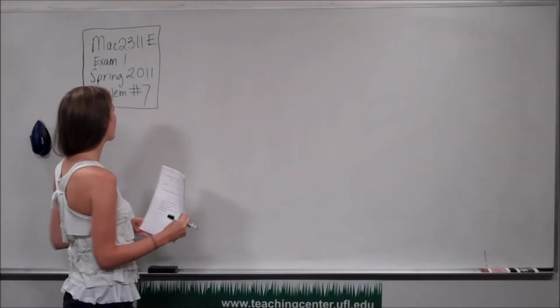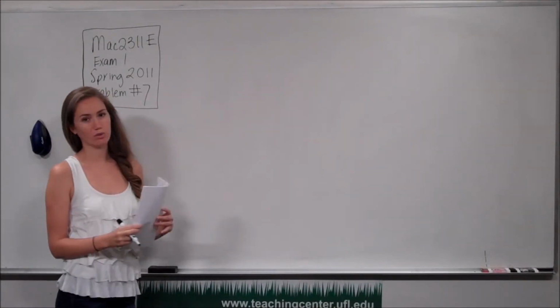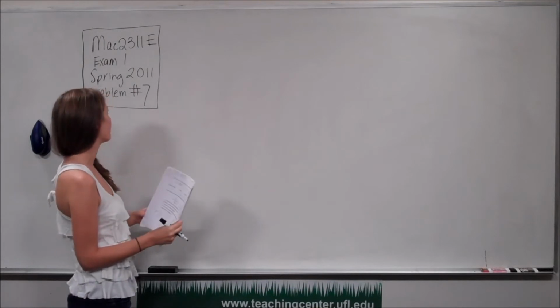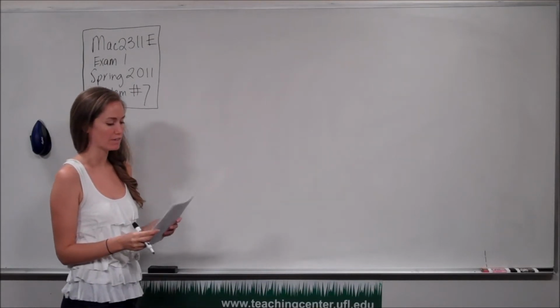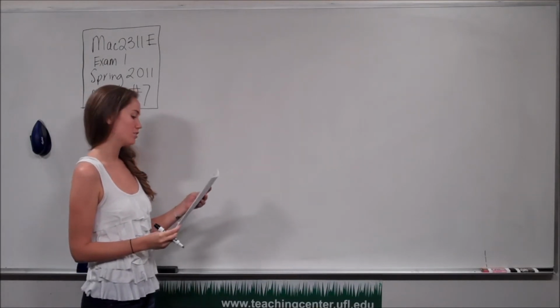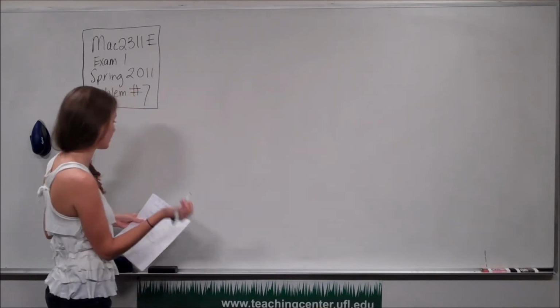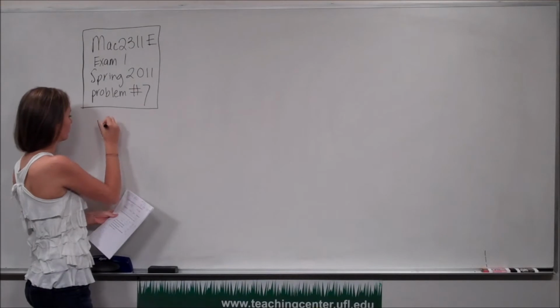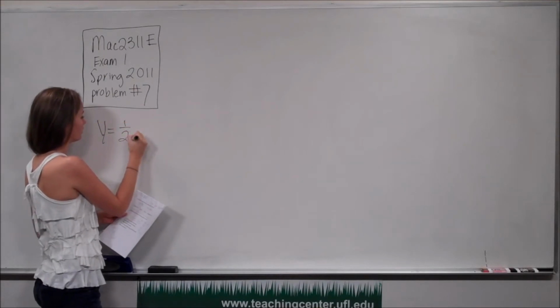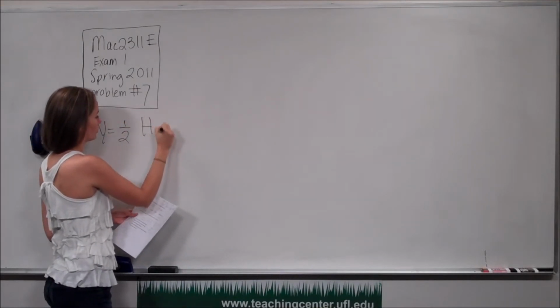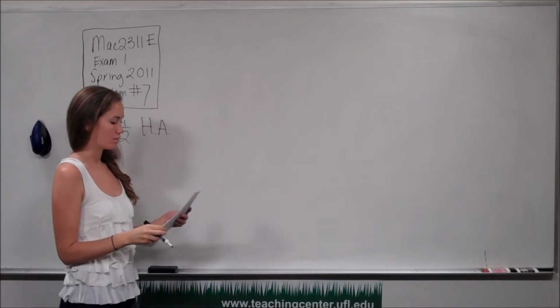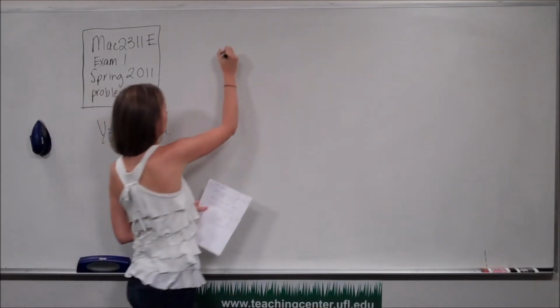Hi, today we are doing problem number 7 for MAC 2311 Engineering from Exam 1, Spring 2011. Number 7 asks us, which of the following functions below has y equals 1/2 as a horizontal asymptote? Okay, and so we're given two functions.